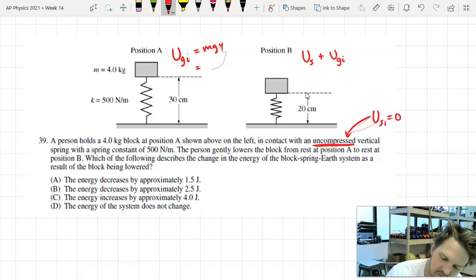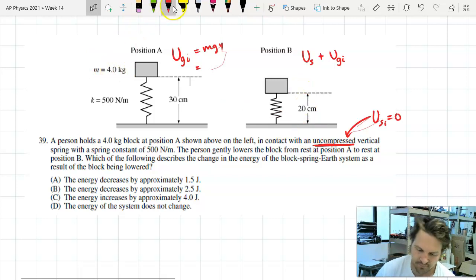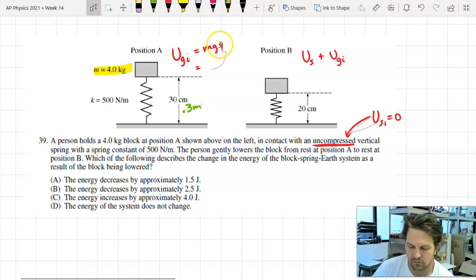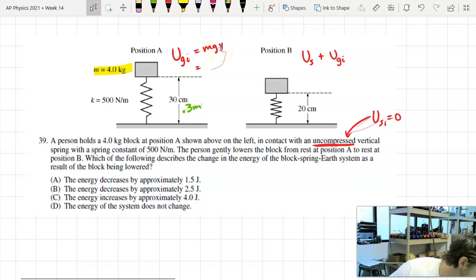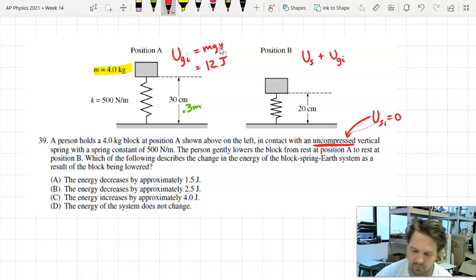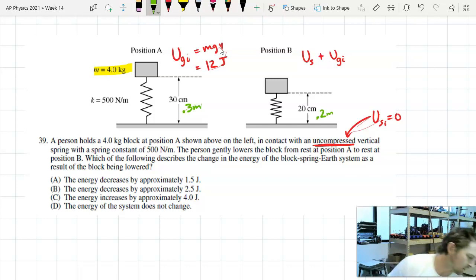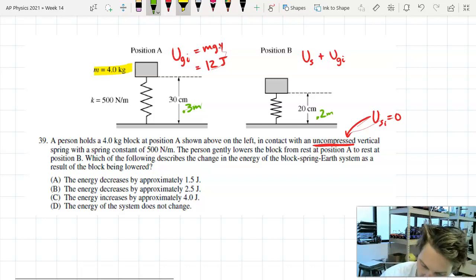So that's 4 times 0.3 meters times 10. So that gives us 12. Over here, now we have this new potential energy at 0.2 meters, so this new one is 8. mgy here is 8.